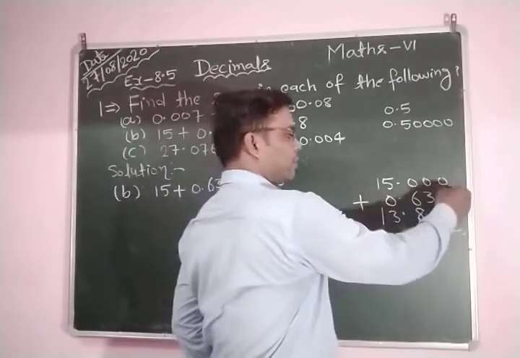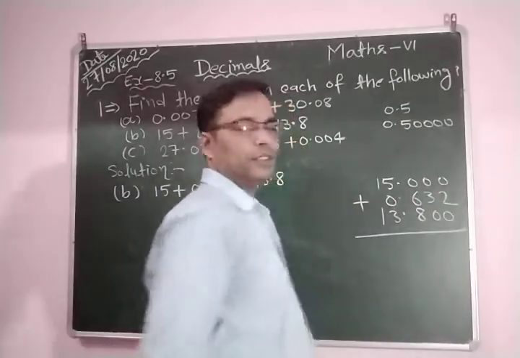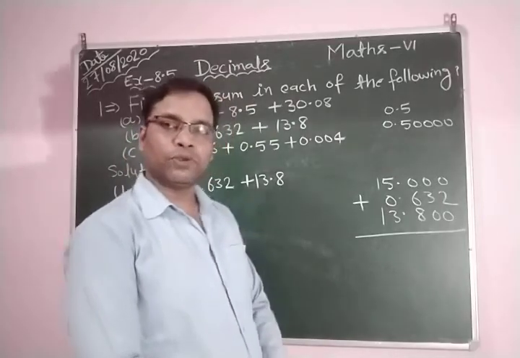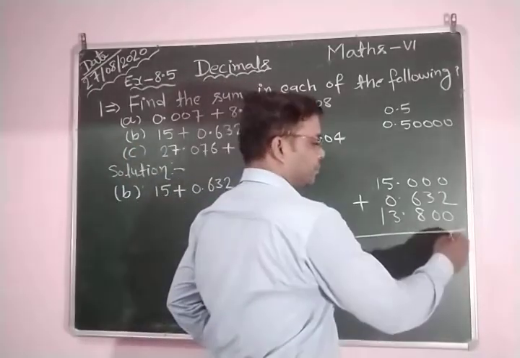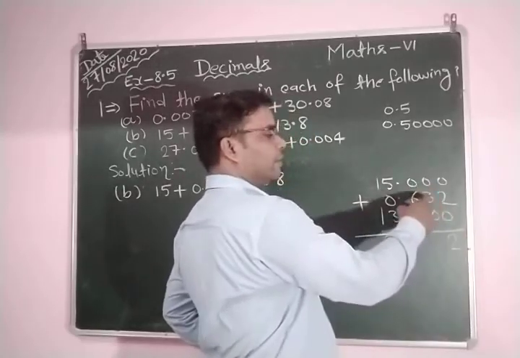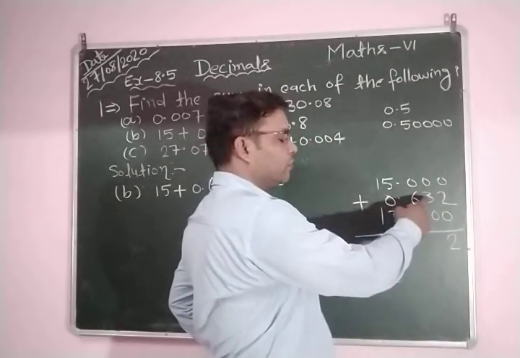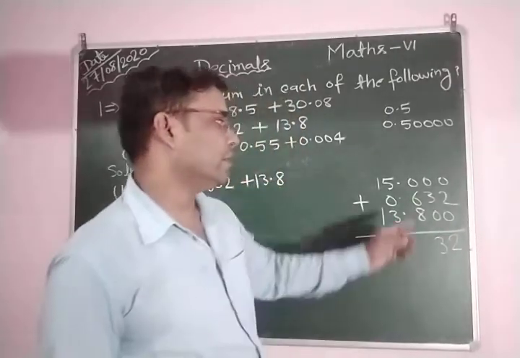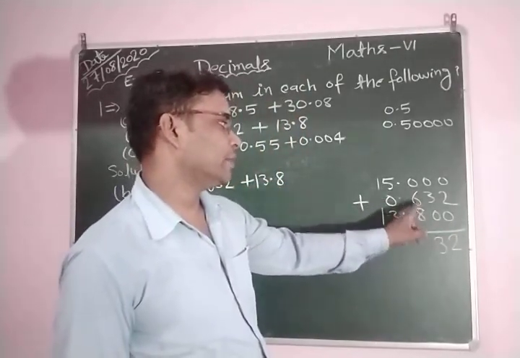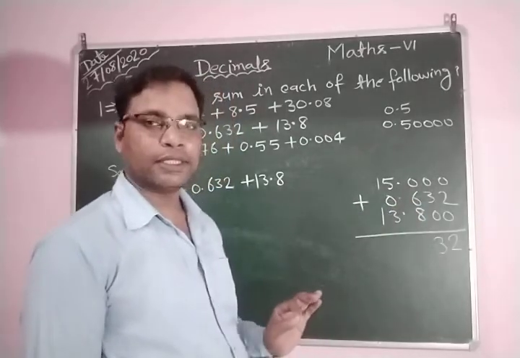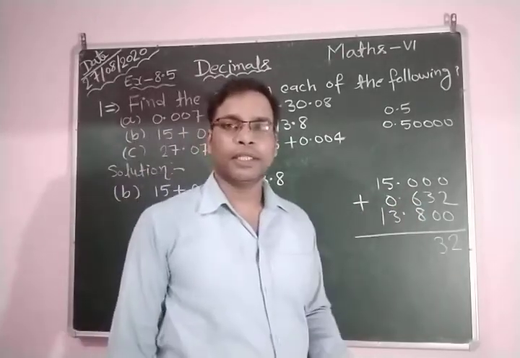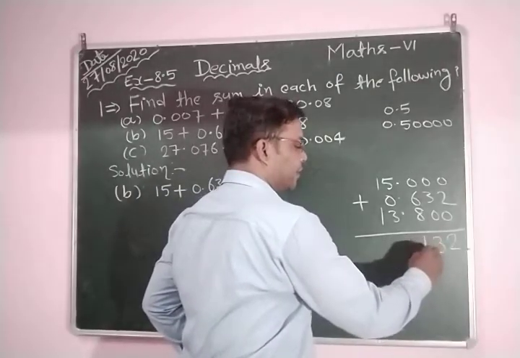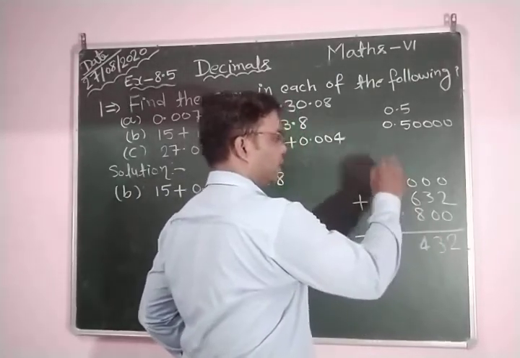So 0 plus 2 plus 0, this is equal to 2. Now 0 plus 3 plus 0, this is equal to 3. Now next is 6. 0 plus 6 is 6, and 6 plus 8, this is 14. We write here 4 and carry 1.